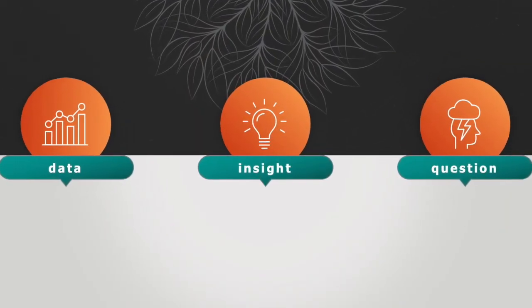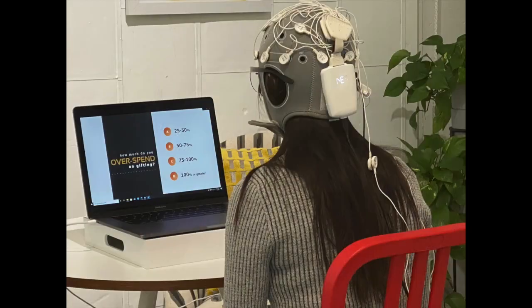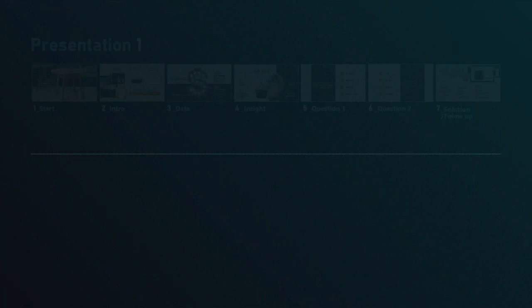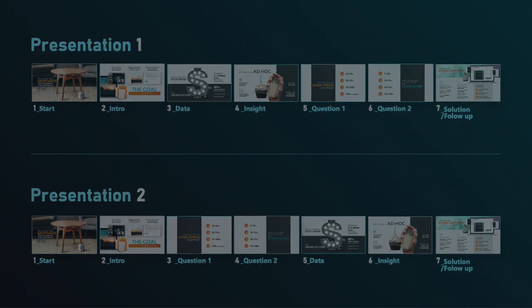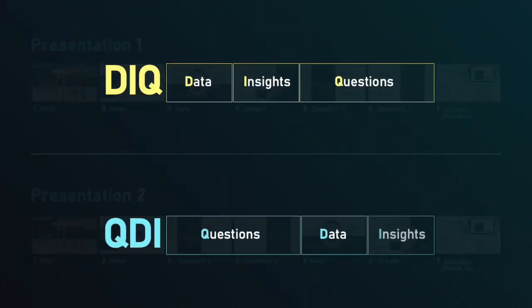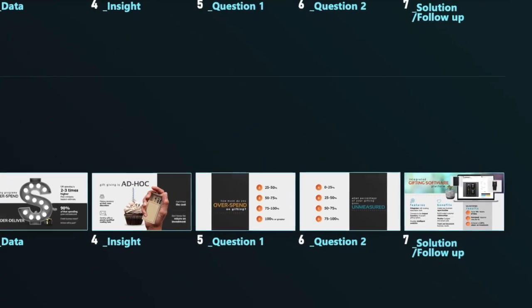Which approach is better? In one of our neuroscience studies, Group 1 watched a sales presentation where the presenter shared the data and insights and then asked two questions. Let's call this the DIQ group, Data, Insights, Questions. Group 2 attended the same sales presentation and the presenter asked questions first. After these two segments, both groups of buyers were presented with the benefits of a tech solution.